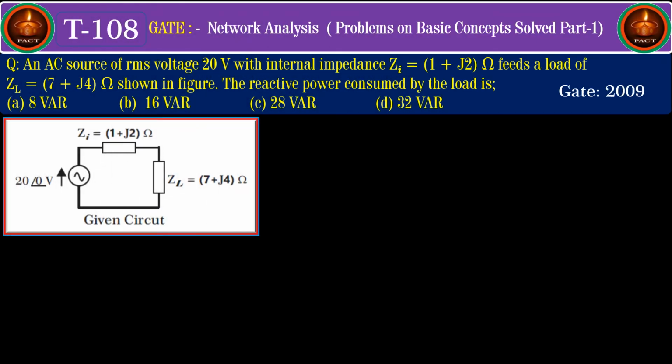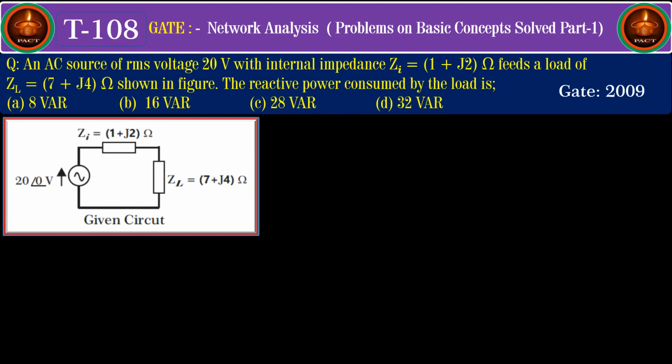Friends, next we shall solve the GATE problem of 2009. It states that an AC source of RMS voltage 20 volts with internal impedance Zi equal to 1 plus j2 ohm feeds a load of ZL equal to 7 plus j4 ohm, shown in figure. We are required to find the reactive power consumed by the load, and the options are given, and we are required to identify the correct option.